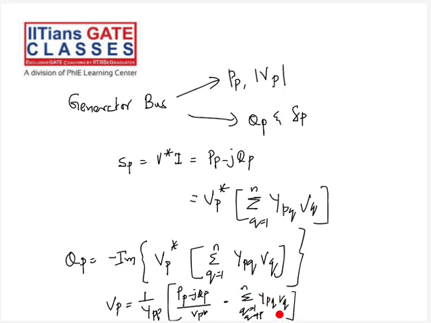And here this is A plus jB. Since we already know the magnitude of Vp, we use this equation only to solve for delta P. What is delta P? According to this, delta P would be tan inverse of B by A. Is that clear? That is basically the generator bus.